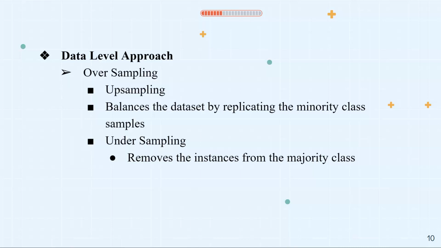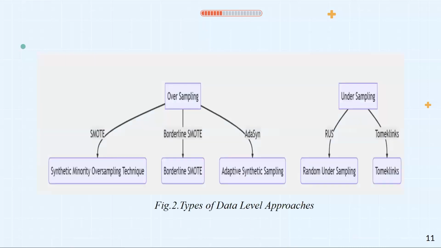Undersampling means it removes certain instances from the majority classes. This oversampling and undersampling is again divided, or it has certain techniques such as SMOTE, which is synthetic minority oversampling technique, Borderline SMOTE, and ADASYN, which is adaptive synthetic sampling, whereas undersampling contains random undersampling and Tomek links.